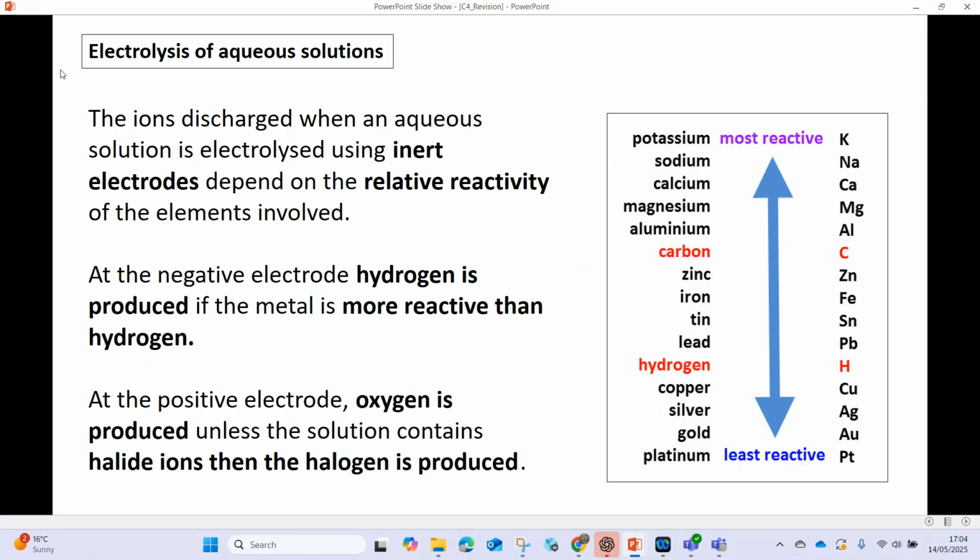The ions discharged when an aqueous solution is electrolyzed using inert electrodes depends on the relative reactivity of all the elements involved in the solution. At the negative electrode, you would get hydrogen produced if the metal is more reactive than hydrogen. So if any metals above hydrogen are present in your solution, then because they are more reactive than hydrogen, hydrogen will be produced at the negative electrode. At the positive electrode, oxygen is produced. However, there's an exception. If your solution contains halide ions, that's anything in group 7, then the halogen is produced.